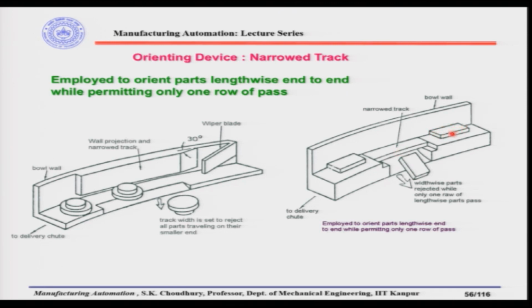All the parts in this orientation are the desired orientation for us. These parts will go through, because this is the width of the part which will be able to negotiate this narrowed track, and they are all going through. It is employed to orient parts lengthwise, end to end, while permitting only one row to pass.